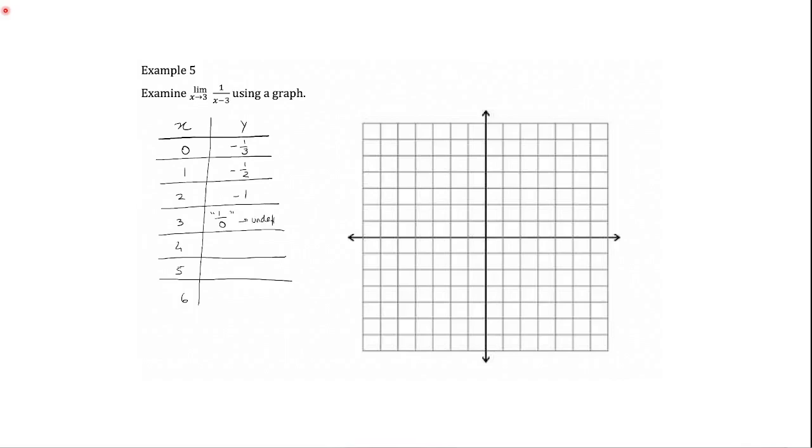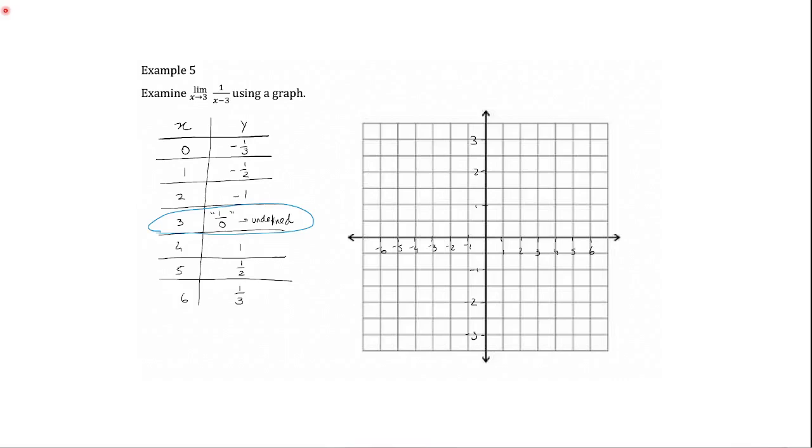So this is going to be the value that we are interested in. At 4, we have a y value of 1. At 5, we have a y value of 1/2. And at 6, we have a y value of 1 over 3. Okay, so here again, graphing it, we are going to have negative 1, negative 2, negative 3, negative 4, negative 5, negative 6, 1, 2, 3, 4, 5, 6, and negative 1, negative 2, negative 3, 1, 2, 3.